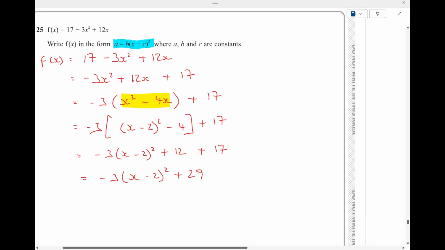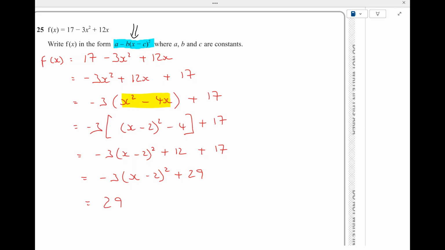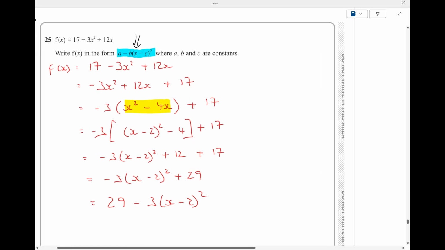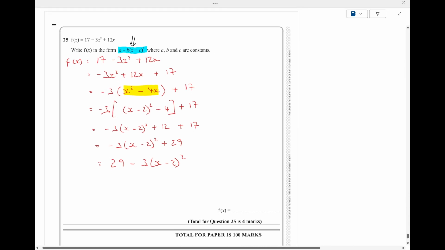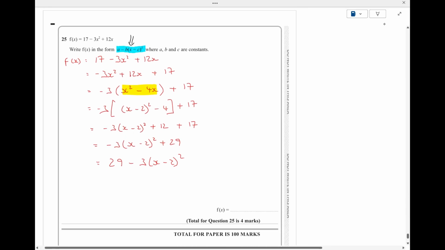Let's look at the question. It wants it in the form here, can you see? So I'm just going to turn that round. I don't think you'd need to, but I'm going to write it as 29 minus 3 x minus 2 squared. And that is f of x written in that form. That is the last question done.